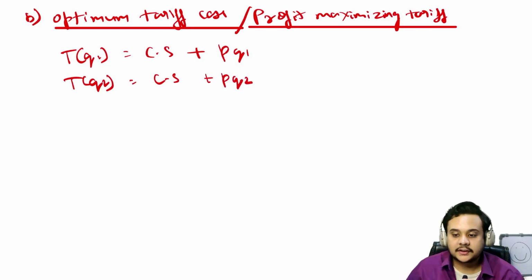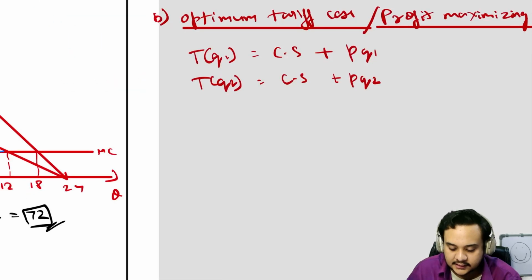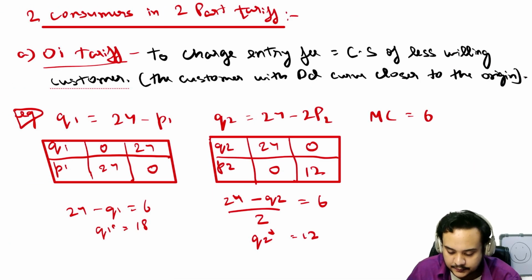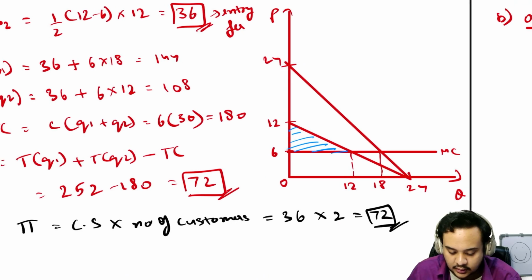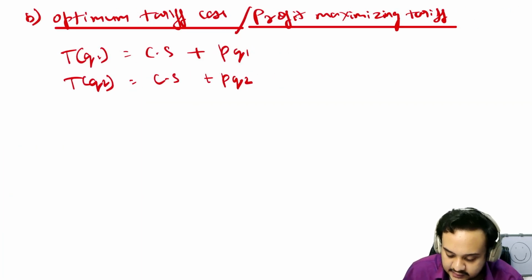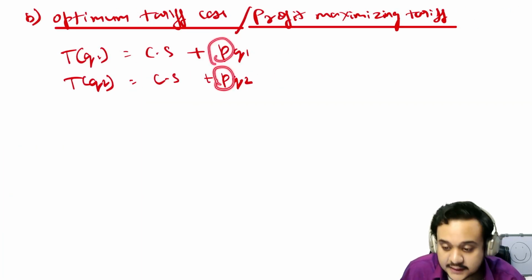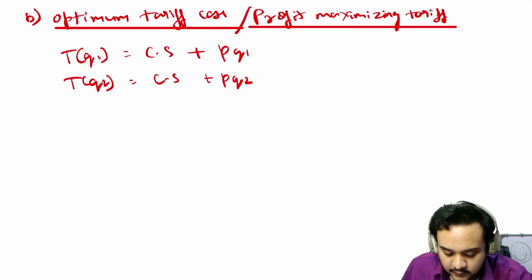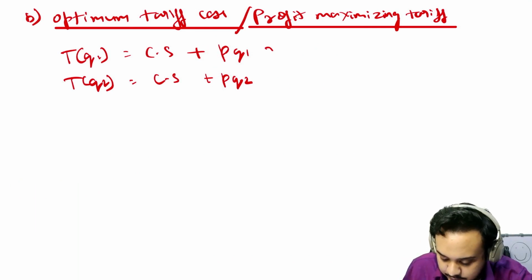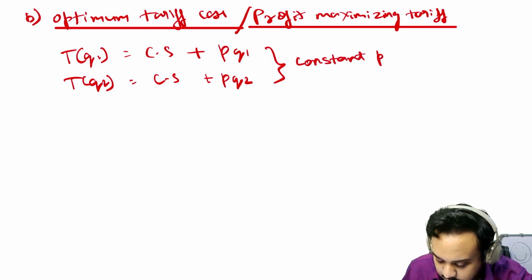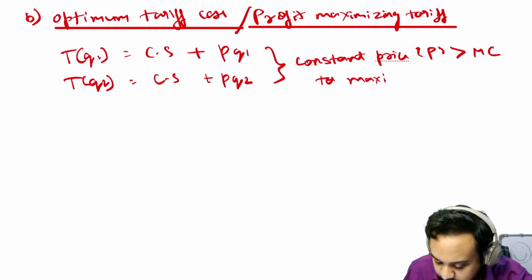Can you notice the difference between this and what we just did? The difference is that we are not taking price 1 and price 2 anymore. What we are doing is using a constant price P, which is greater than marginal cost, to maximize the profit.